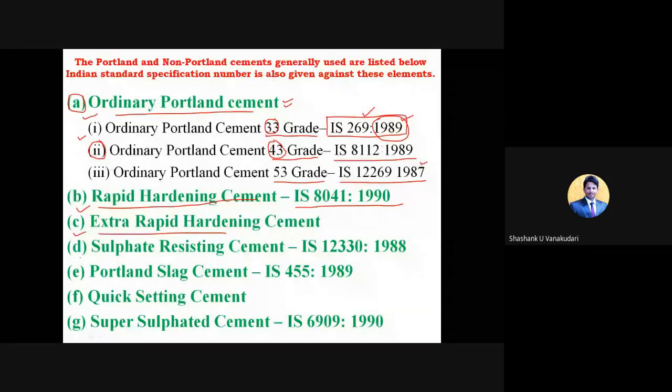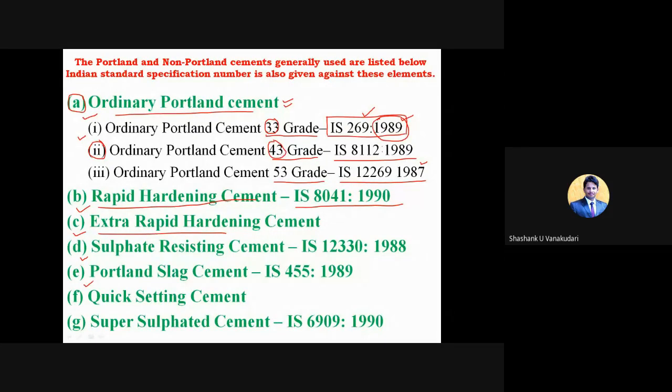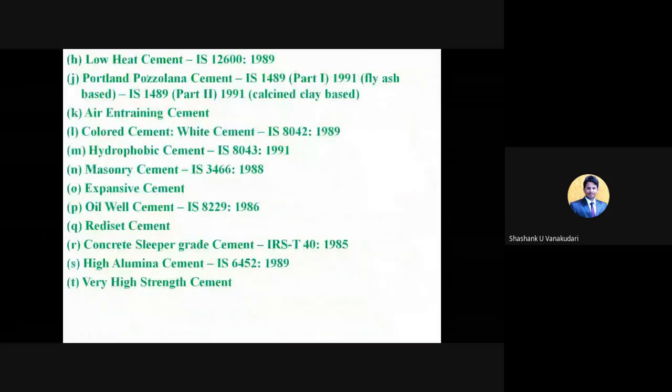And then sulfate resisting cement, with code 12330 of 1988. And then the next cement, Portland slag cement, with code IS 455 of 1989. Then quick setting cement, super sulfated cement. And see, there are so many types of cements. Most asked question in the exam is a short note: write a short note on types of cement. At that time you need to note down at least around 8 to 10, depending upon the marks, and explain them.